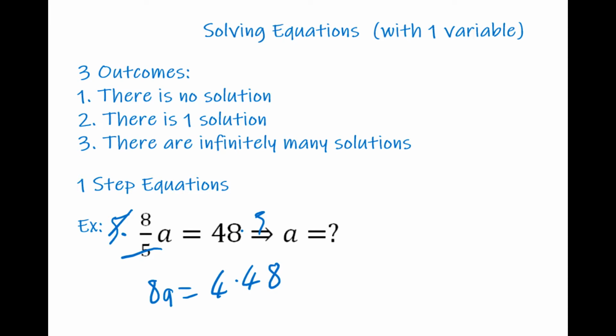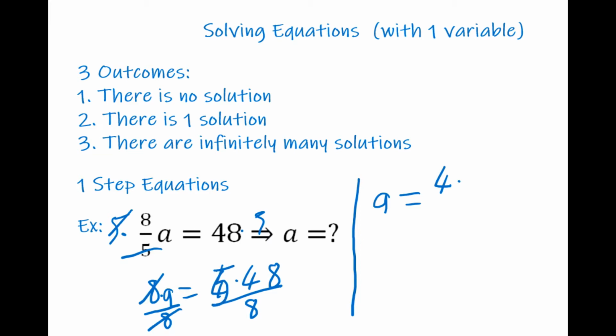In the next step, I want to get rid of this 8 also. I want to leave a alone. How? Just divide both sides by 8, guys. And once you do, these are gone. And in the next step, I'm going to have a on the left, and on the right, this is not 4 by the way, this is 5, okay, 5 times 48 divided by 8, guys.